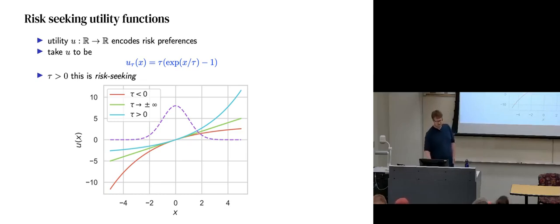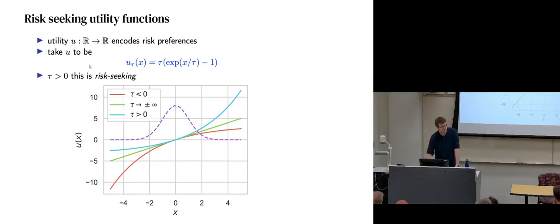And in our case, we're going to take the utility function to be this exponential utility function, which is parameterized by this scalar parameter tau, which is just a number. And it's just tau e to the x over tau minus 1. So that's the exponential utility function we're going to consider. And for tau positive, this is risk-seeking. This is the so-called risk-seeking utility function.